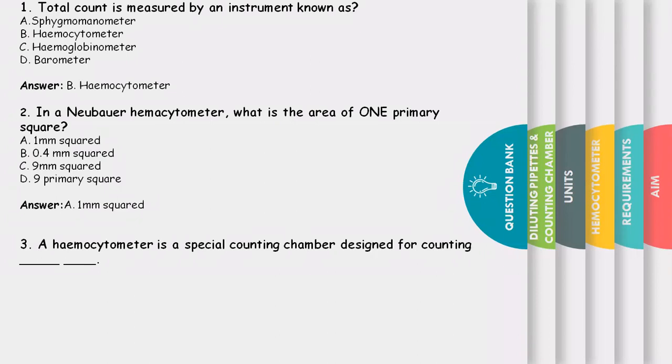Next one is the third question. A hemocytometer is a special counting chamber which is designed for counting. Option A is RBC, B is WBC, C is both A and B, and D is none. The answer is C, both A and B. This hemocytometer is responsible for counting both the RBCs as well as the WBCs.